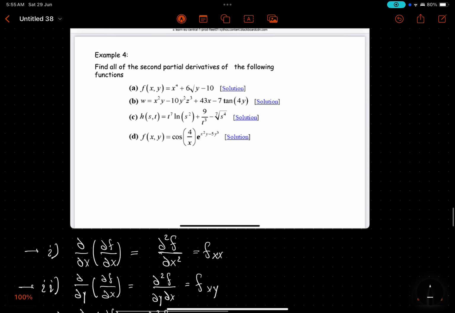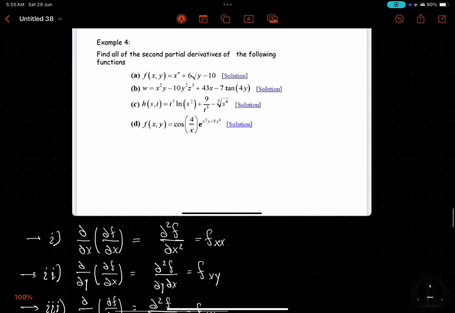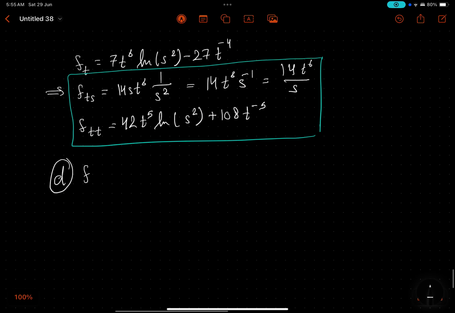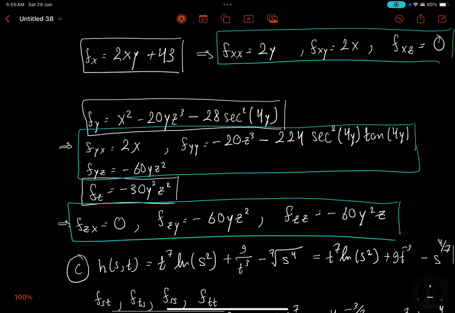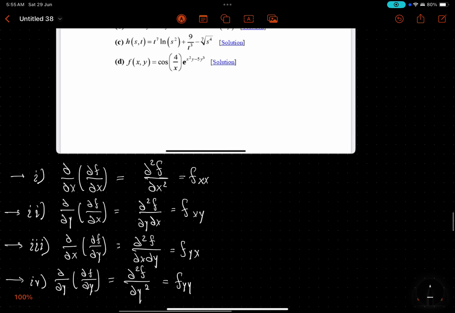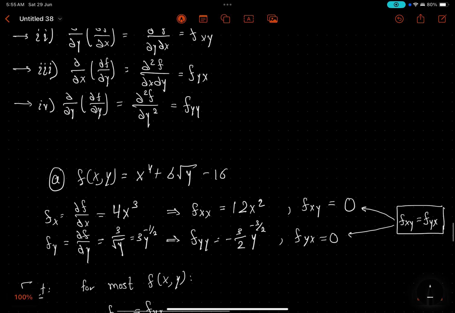Now D is f of x y equals cosine of 4 over x times e to the x squared y minus 5 y to the 3.